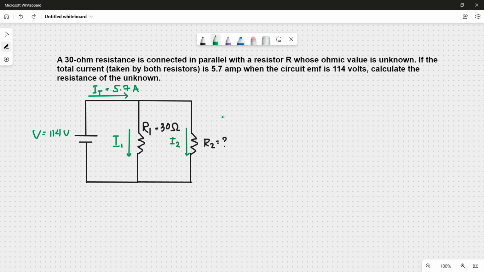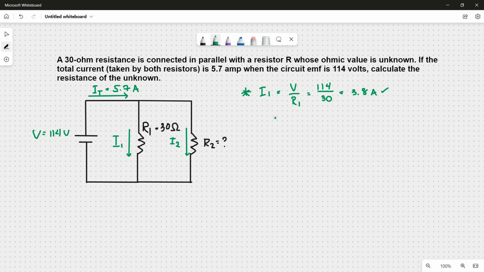So now, how can we find R2? We must first find the individual currents flowing through these resistors, and by that, we can finally get the resistance of R2. Okay, for I1, we can just simply substitute the given values. So that's 114 volts divided by 30 ohms, and that's 3.8 amps.